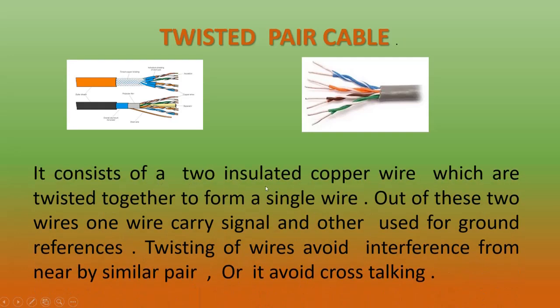It consists of two insulated copper wires which are twisted together to form a single wire. One wire is used to carry the signal and the other wire is used for ground reference. Twisting the wires will avoid interference with other signals, or it will reduce the crosstalk. Interference with other signals can be reduced because of this twisting of wires.